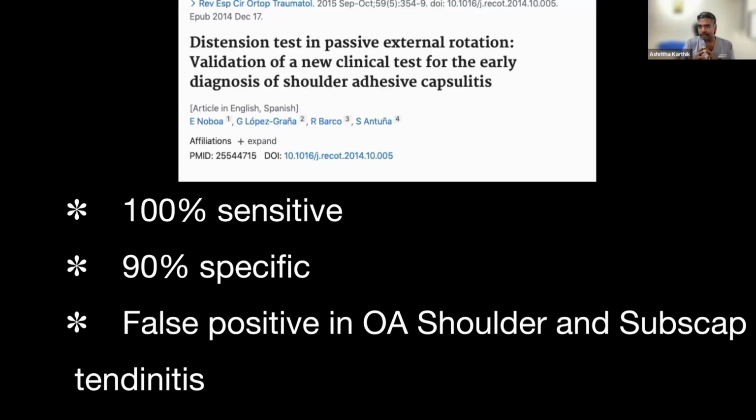So this is again a sensitive test in a patient with early frozen shoulder where you have external rotation, but you suspect it is frozen shoulder. This test is very sensitive. This test is only false positive if there is OA or subscap tendinitis, which is rare. Subscap tendinitis, a big calcium sitting there, can cause this. But otherwise, this is another test you can employ in your daily regular practice to actually diagnose or rule out frozen shoulder.